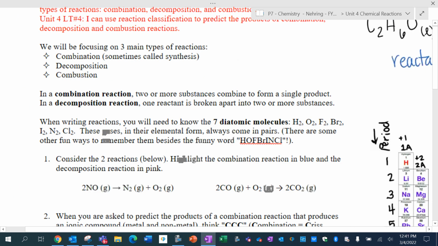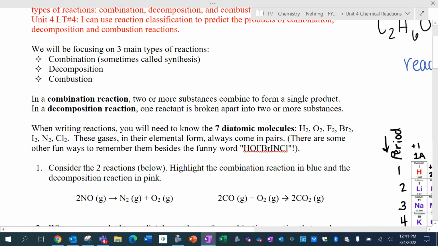All right, so there's three main types of reactions we're going to discuss: combination, decomposition, and combustion. First, let's take a look at combination versus decomposition reactions. In a combination reaction, you have two or more substances combining to form a single product. In a decomposition reaction, you have one reactant that's broken apart into two or more things. So that's a general overview.